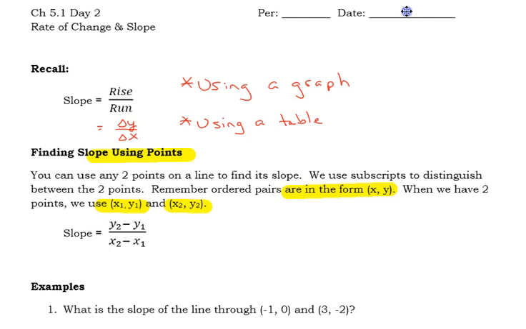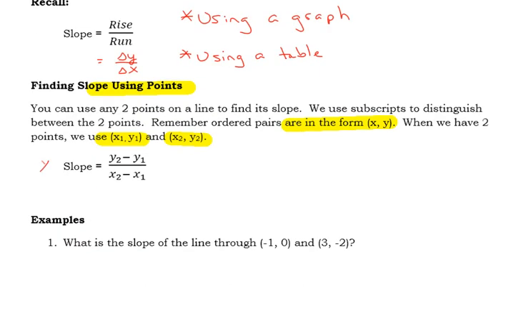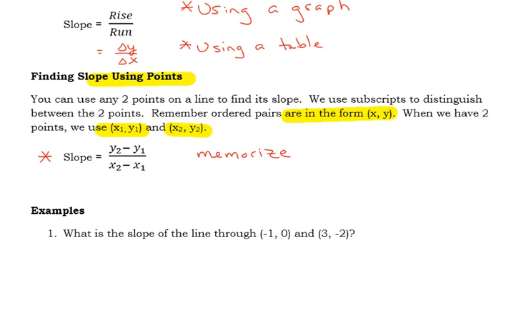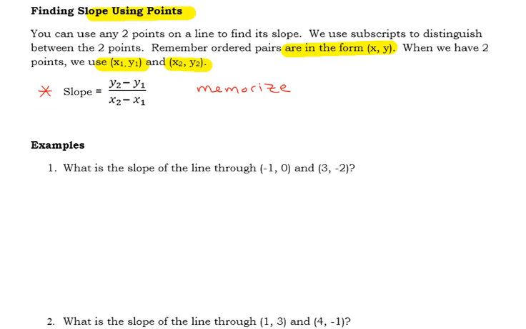Now, we have a formula to help us find the slope when we're given 2 points. The slope formula is one that you're going to have to memorize. The slope formula when you're given 2 points is y2 minus y1, or the second y minus the first y, over the second x minus the first x, x2 minus x1. We're going to practice using the slope formula today, and again, this is something that you have to memorize, so when you're working on your homework, I want the slope formula written for every single problem that you do.